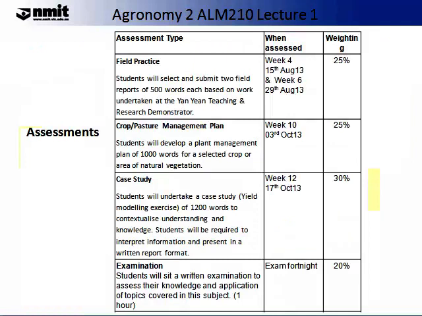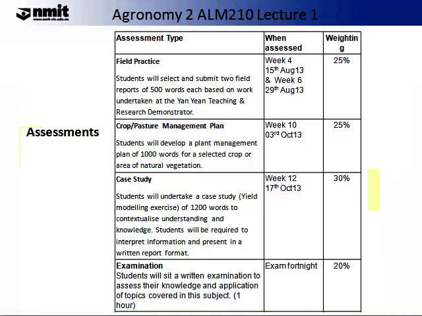For Agronomy 2 ALM210, you will be assessed on 4 different criteria. The first will be on field practice. During this exercise, you will be expected to write 2 field reports, each of 500 words, based on the research and work that you do at Yang Ying Teaching and Research Demonstrator. These assessments will be due in on the 15th of August and the 29th of August, and they are worth 25% of this subject.